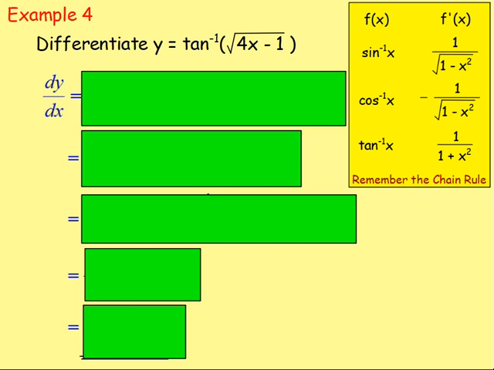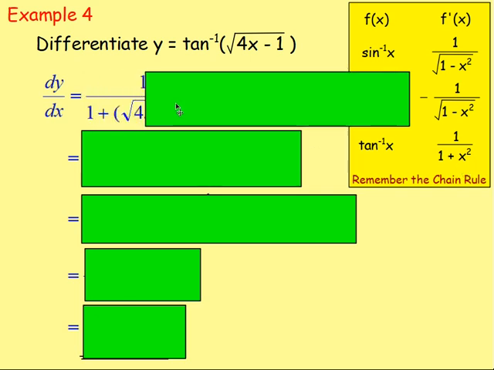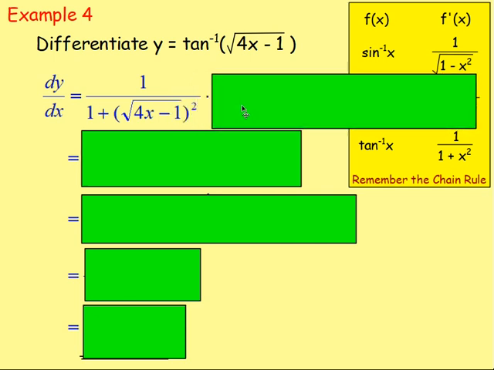Example 4, differentiate y equals tan to the minus 1 of the square root of 4x minus 1. For this one, again, we need to think it's an inverse trig function. We've got tan to the minus 1. If I differentiate tan to the minus 1 x, I get 1 over 1 plus x squared, but I don't have x. I've got the square root of 4x take away 1. So in here, I replace the x with the square root of 4x take away 1. That would give me 1 over 1 plus the square root of 4x take away 1, squared, because I've got x squared at the bottom.